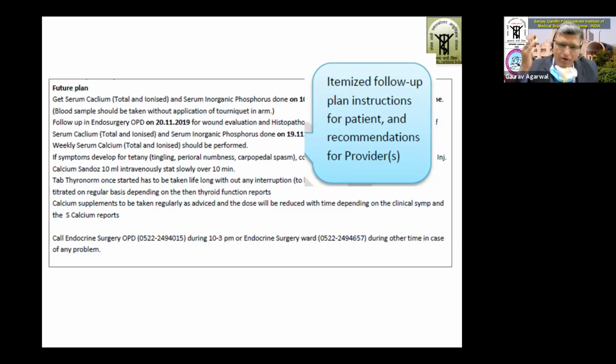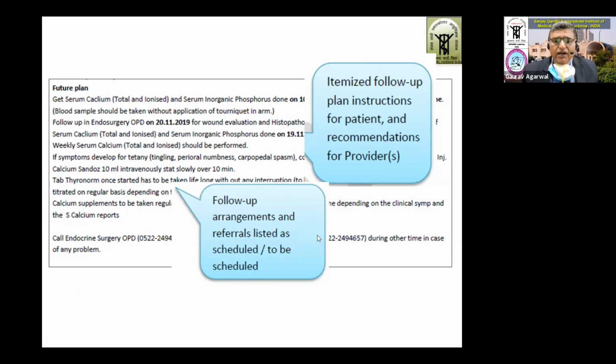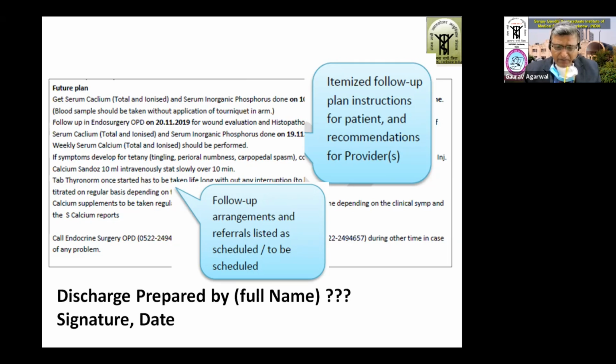Providers may be home providers, which are family members, or another hospital or a nursing home where the patient may be transferred to. And if any follow-up arrangements or referrals have to be done, again, they need to be listed very accurately and legibly. And these must be explained yet again to the patient and relatives.